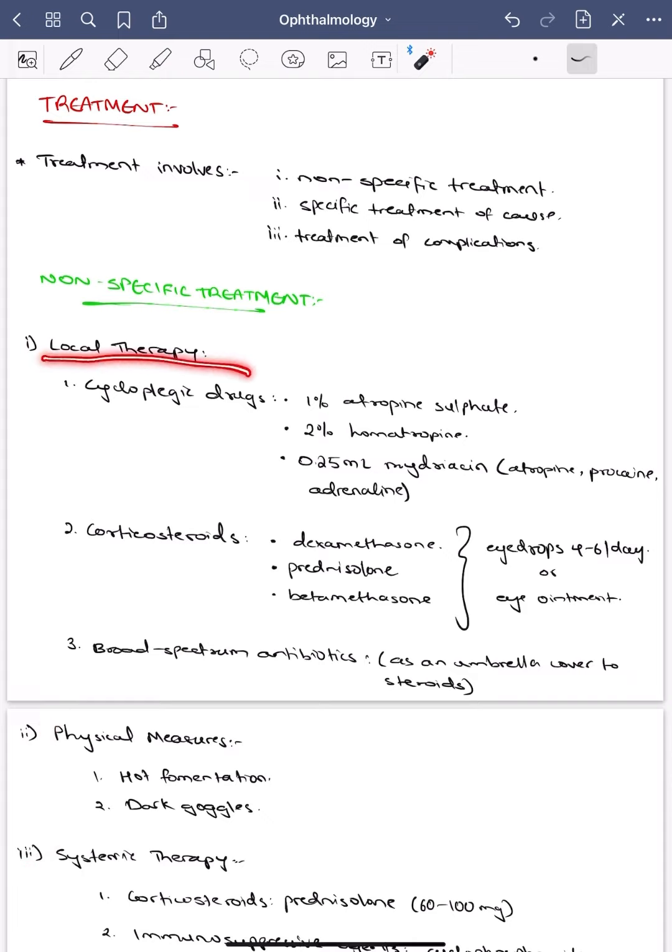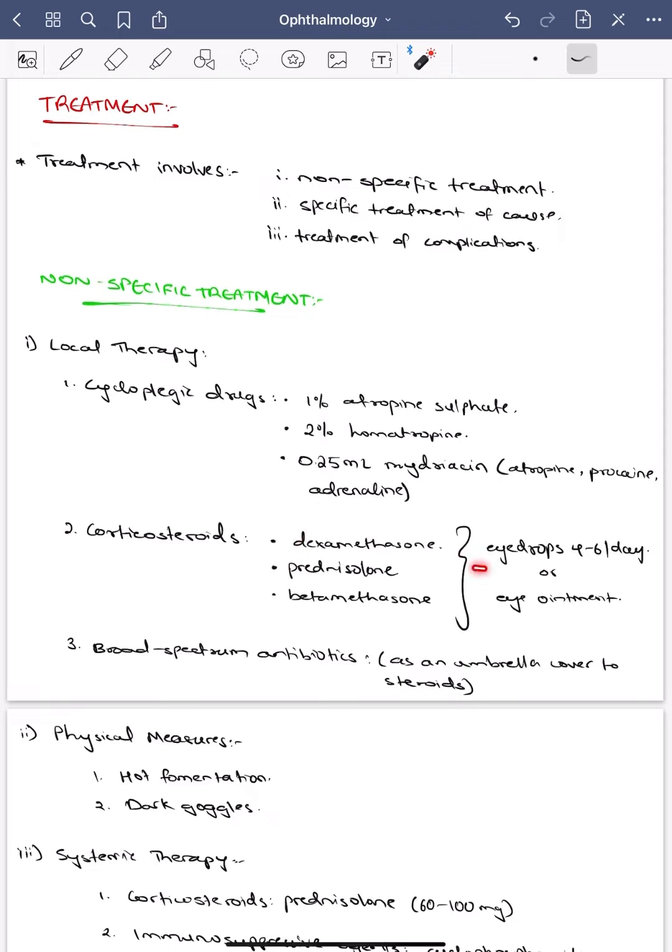Under local therapy, the first line of drugs are cycloplegic drugs and corticosteroids. Now, cycloplegic drugs, why? We've mentioned because of ciliary spasm, the patient presents with pain, and cycloplegia is plegia meaning paralysis, cyclo referring to the ciliary muscles, so paralysis of the ciliary muscles. Now, the cycloplegic drugs used are 1% atropine sulfate, 2% homatropine, and 0.25 ml midriasin, which is a combination of atropine, prosaine, and adrenaline. The second is local corticosteroids like dexamethasone, prednisolone, and betamethasone.